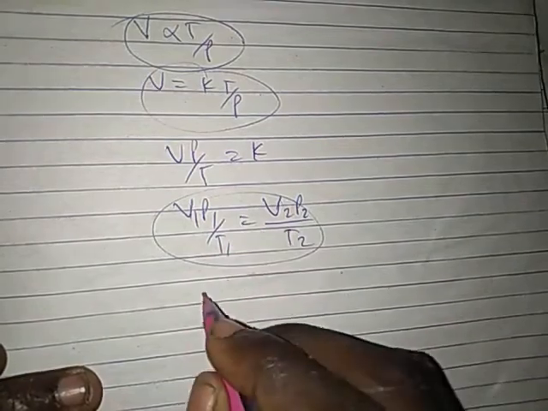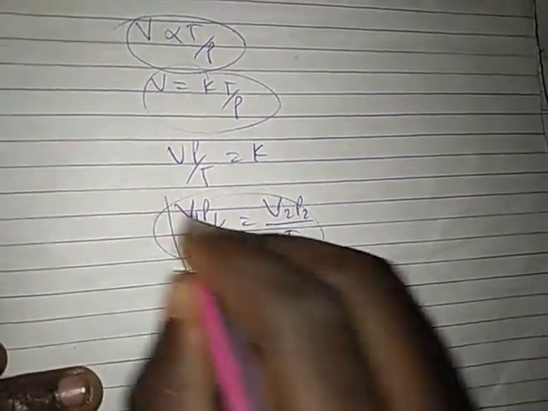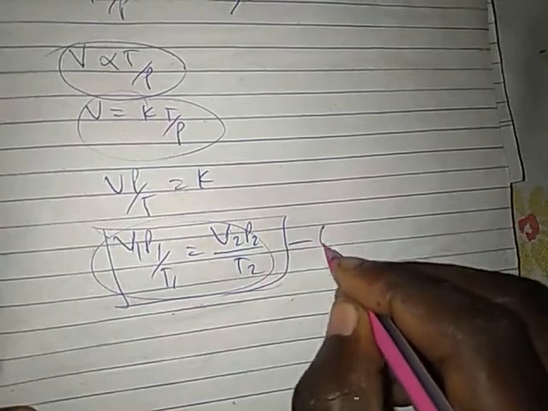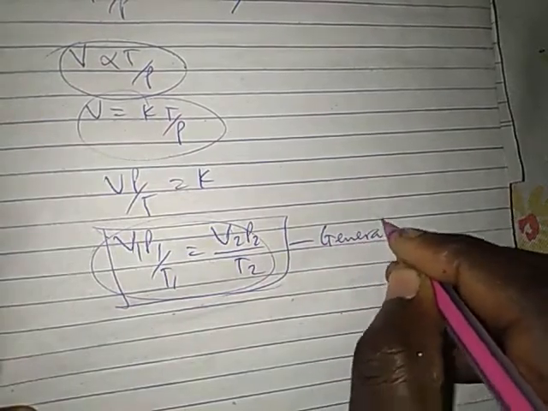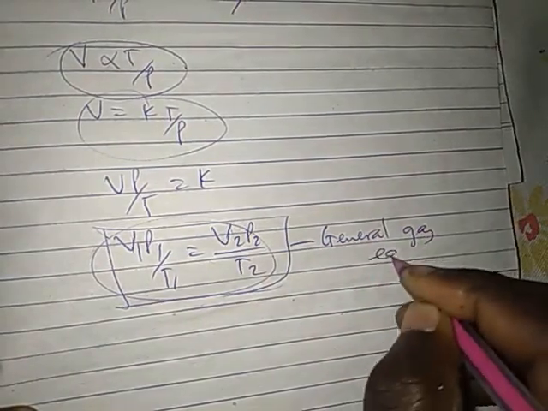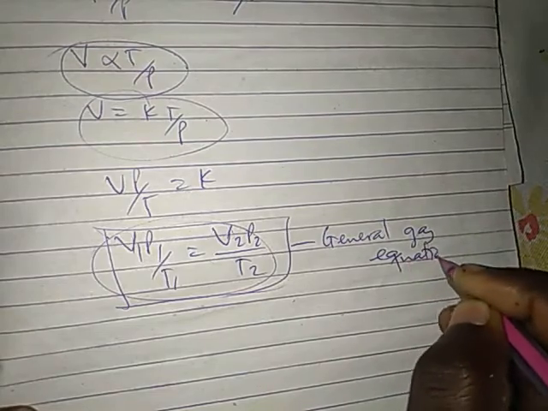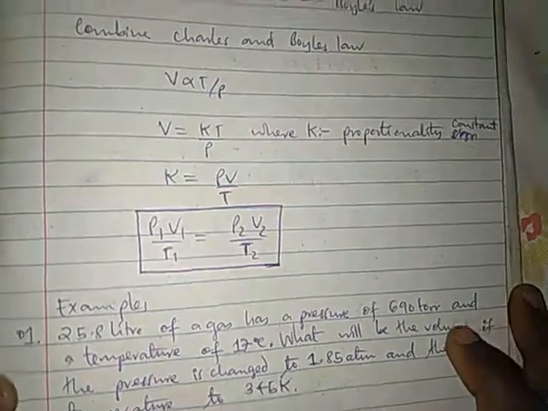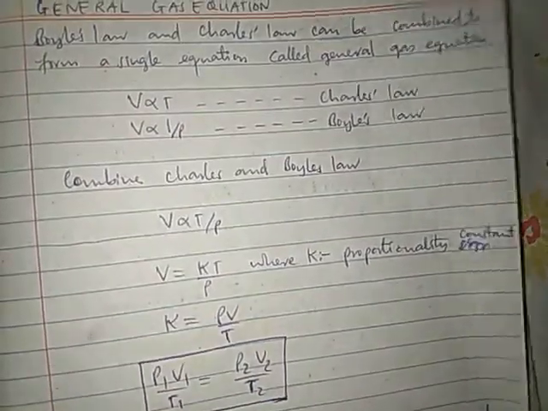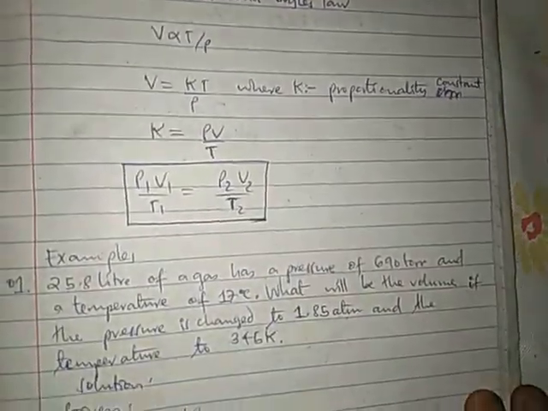Then what we are saying here is that this is the expression known as the general gas equation. And simply this is how we derive the general gas equation.